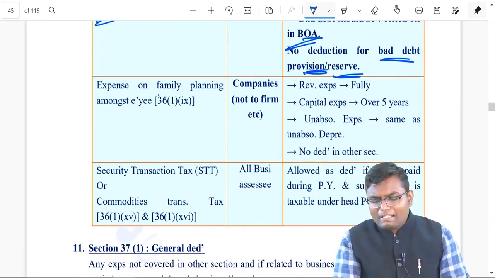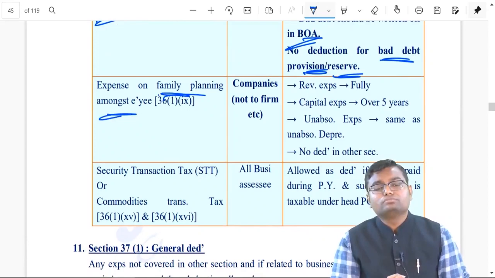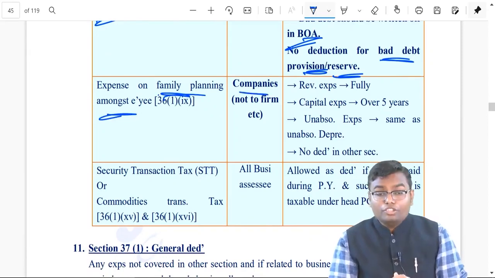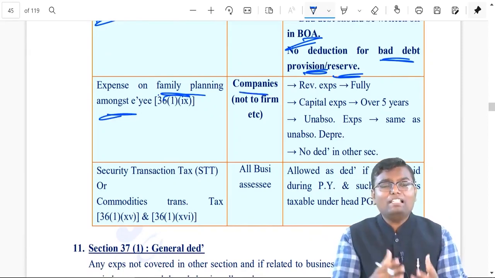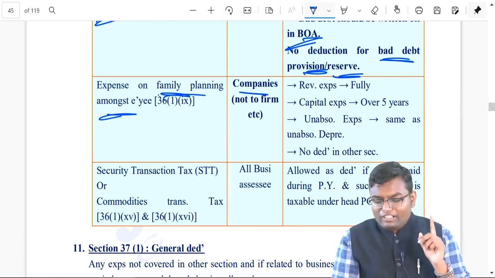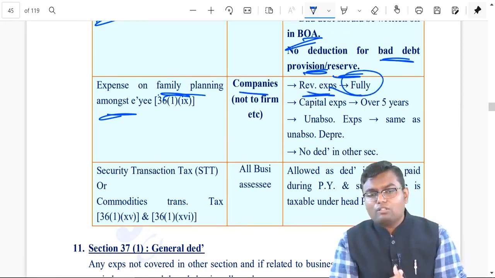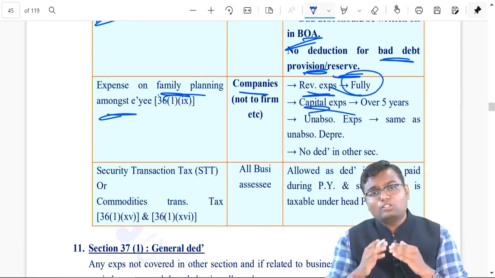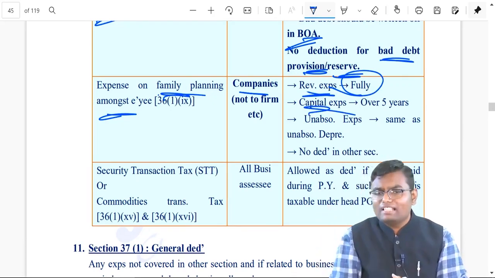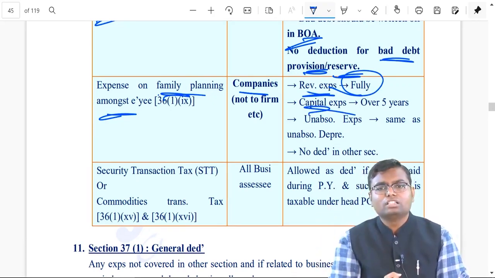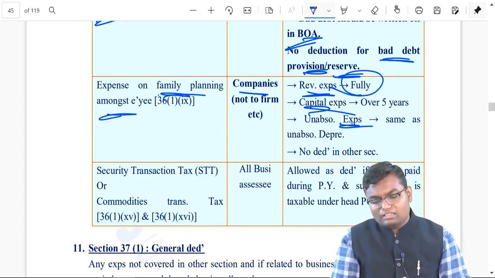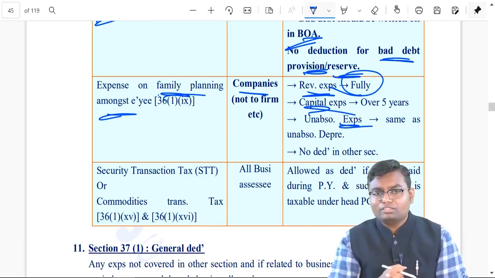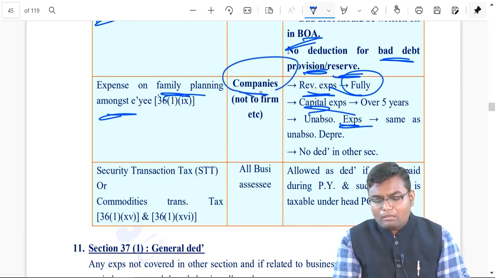Then expense on family planning of employee. If you are a company, and you are doing any expenditure for family planning of employee, if it is a revenue expenditure, it is fully allowed. If it is capital expenditure, over a tenure of 5 years you will get deduction, not depreciation. If it is unabsorbed expenditure, same as unabsorbed depreciation. Point to be noted, this expense is deductible only by a company.